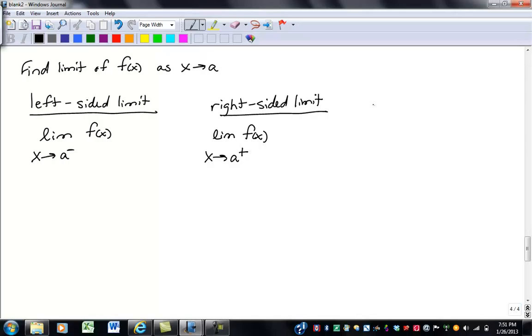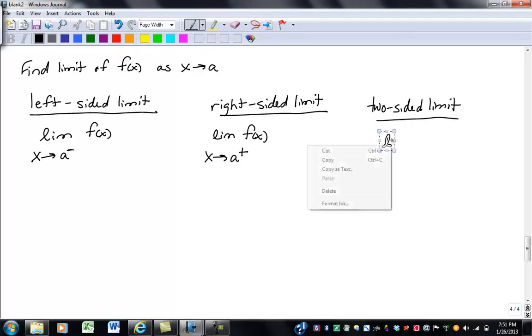The two-sided limit, if this exists, the left and right-hand limit have to be the same. So we didn't need the plus and minus on the a, because it's the same from both sides. So the symbol that denotes the two-sided limit is the limit as x approaches a of f of x, because we don't need the plus and minus.